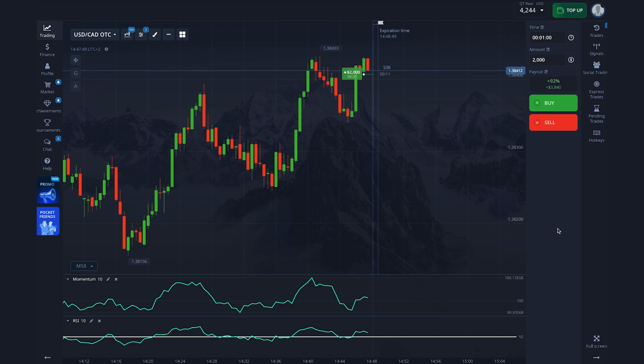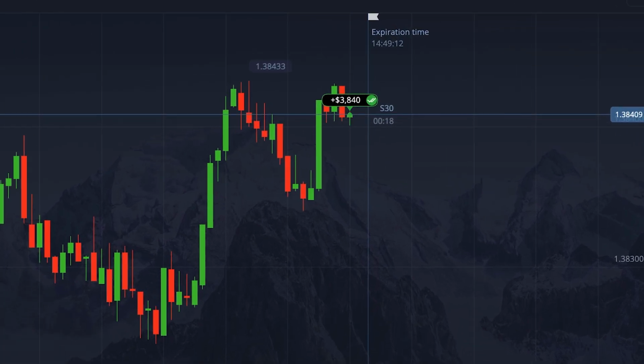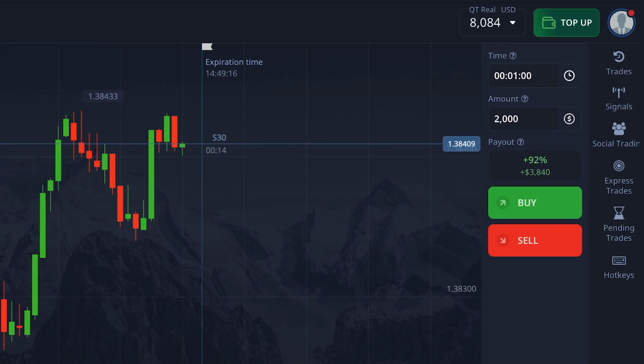Globally, the movement structure remains upward. The market remains strong, the momentum looks clean and consistent, and the upward trend continues to develop. I finished the day effectively with another $1,840 profit. The balance reaches $8,084.